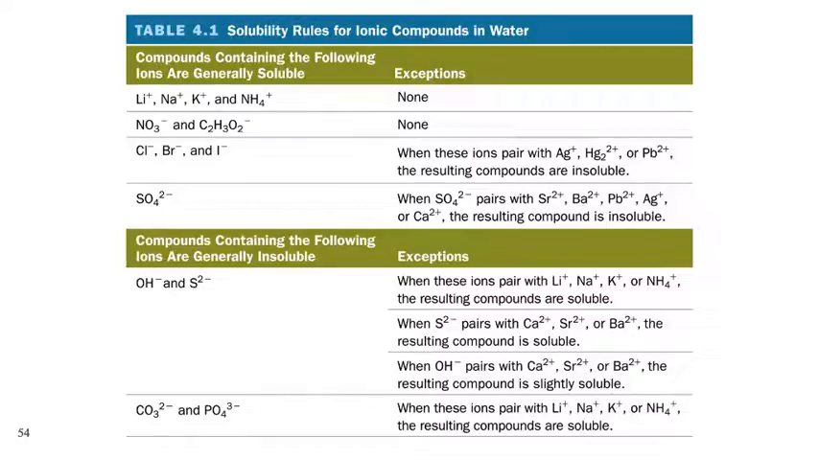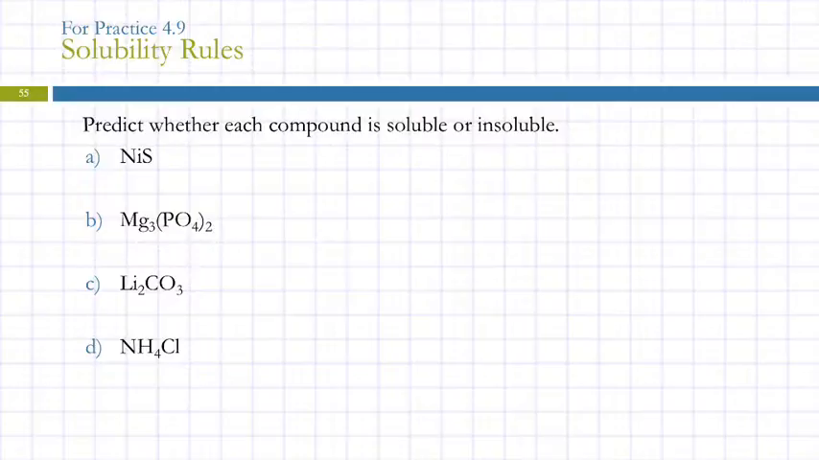So you might want to make some flashcards. As you're doing problems that require you to predict the solubility of ionic compounds, try to remember them and then check yourself by looking at the list. Don't automatically look at a list to see if it's soluble or not. Okay, so predict whether each compound is soluble or insoluble.